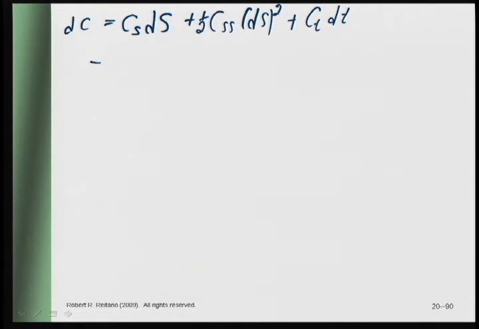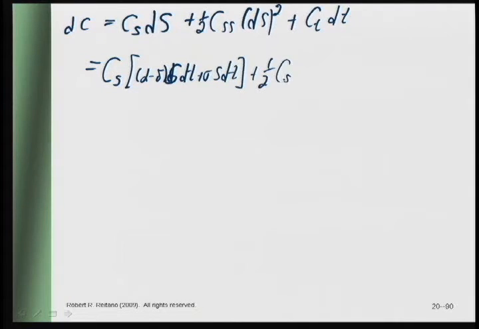Okay, so now let's put in ds. What's ds? cs is the derivative of c, and ds is alpha minus delta s dt plus sigma s dz. And then I have to take a half CSS times that expression squared: alpha minus delta s dt plus sigma s dz, and I'm going to square it. And then I have the ct dt.